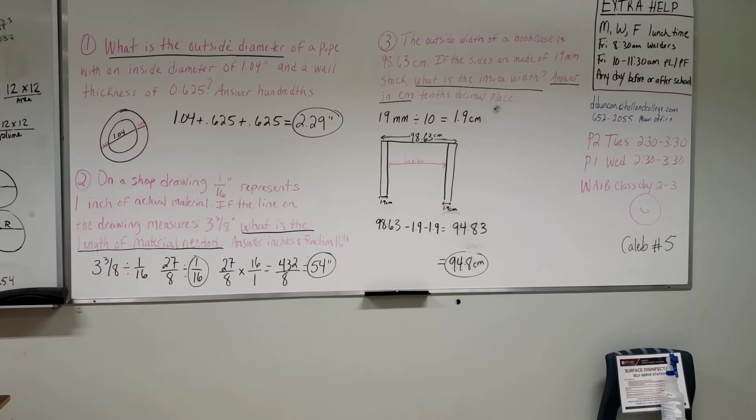Answer to the hundredths decimal place. Okay, so the first thing here, we have to determine what exactly the question is asking us, and I have the phrase underlined right there. There's the important phrase in the question. What is the outside diameter? That's what we're trying to figure out.